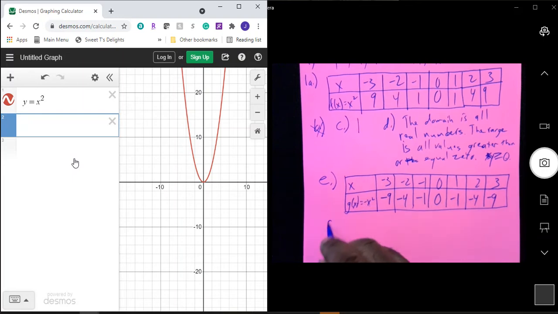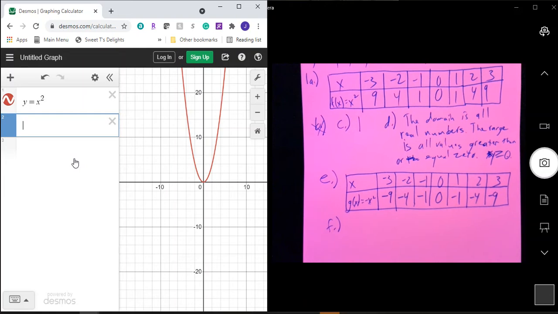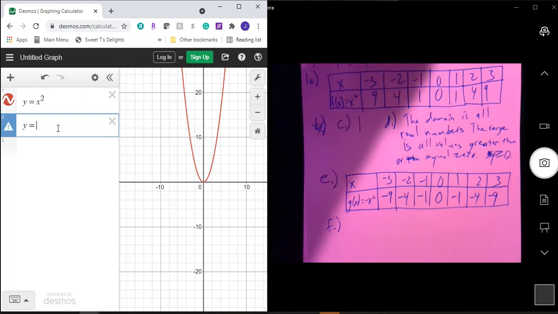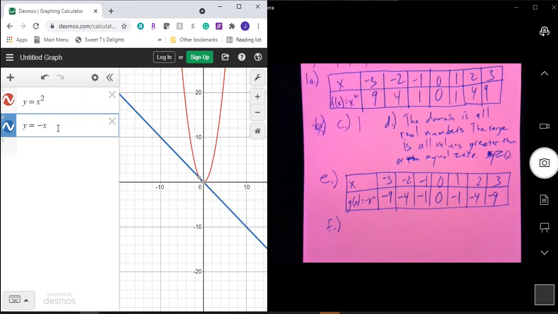Now for F, it says sketch the graph of g of x equals negative x squared on the same coordinate axis as in part A. Verify using a graphing calculator. So what we could do is go y is equal to, and then type in negative x to the second power.